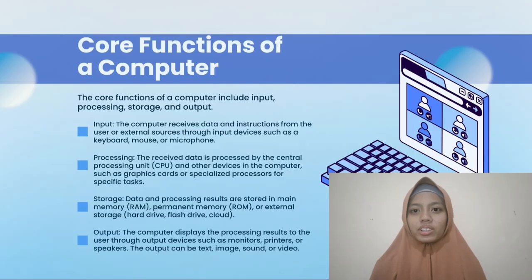Computers operate through a cycle of input, processing, storage, and output. First, the computer receives input from us, such as typing on the keyboard. Then, the CPU processes the data and stores it in the memory or on a hard drive. Finally, the output is displayed on the screen. So, everything we do on the computer follows this cycle.